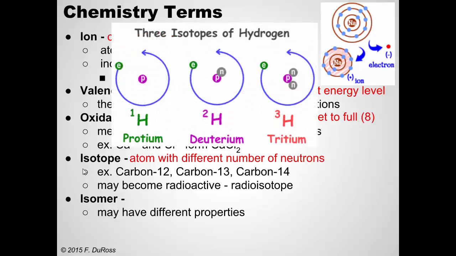There's different versions of hydrogen. Hydrogen with no neutrons. Hydrogen with 1 neutron or with 2 neutrons. It's all hydrogen, but it's different isotopes.